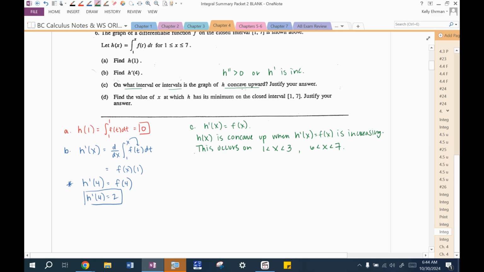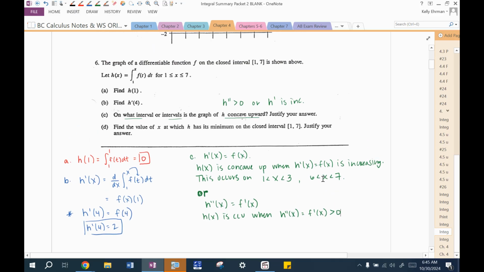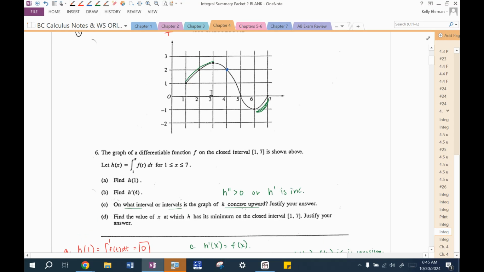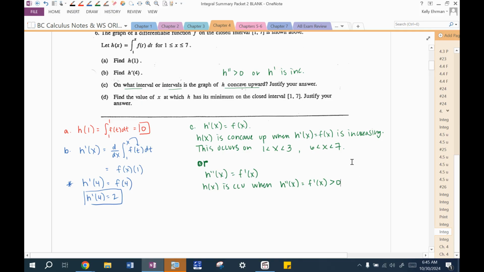And then 6 to 7. You could have also said, I'm going to give you the or here, h double prime of x is equal to f prime of x. So I could have said h of x is concave up when h double prime of x, which is f prime of x, is greater than 0. And you're still looking on f's graph. Translate that to f's graph. Greater than 0 is still when f is increasing, right? So that's why I didn't really go that route, but you could say that.